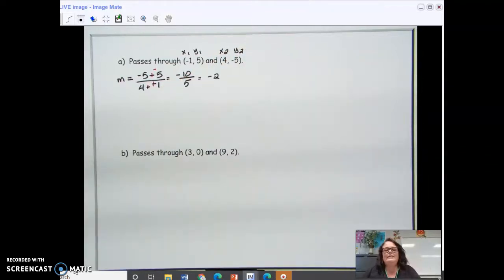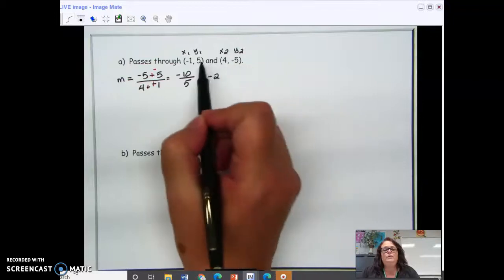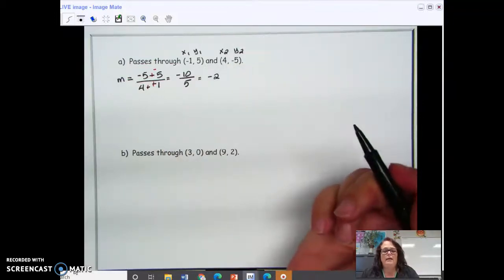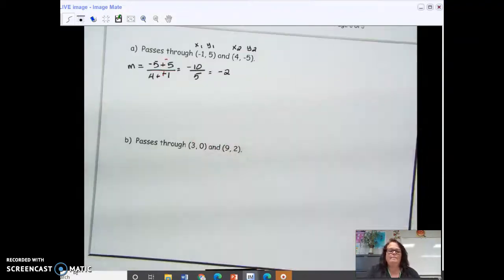So then the next thing I need to do is either the substitution method or the point slope formula. And I can just pick either one of these points. They are both points on the line, otherwise I've done something wrong.